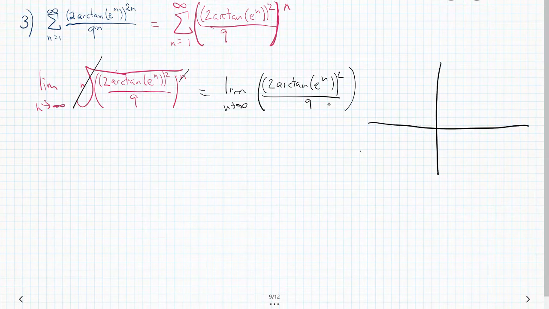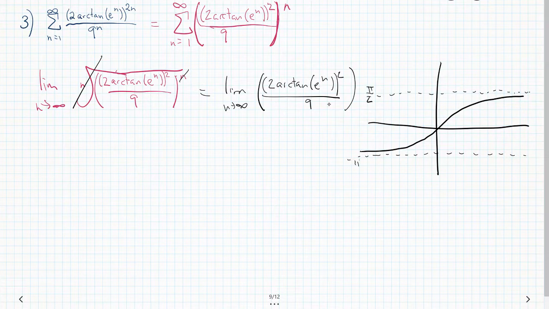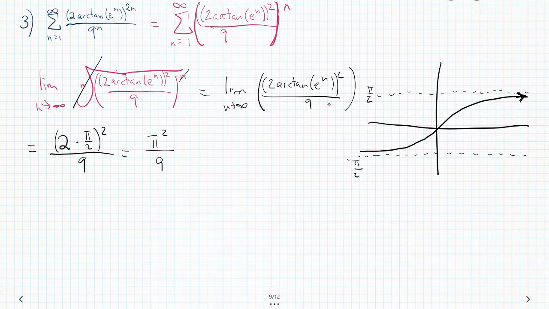Luckily we know the graph of arctangent looks something like this, where you have these asymptotes. The asymptote up top is pi over 2. The asymptote down below is negative pi over 2. So notice as we go out further and further towards infinity, we're getting closer and closer to pi over 2. So this thing equals 2 times pi over 2, the quantity squared, all over 9. So that equals pi squared over 9. Now I don't know much, but I know pi is like 3.14, so if I square that, that's going to be larger than 9 because I have a number larger than 3 that I'm squaring. So this thing is greater than 1.